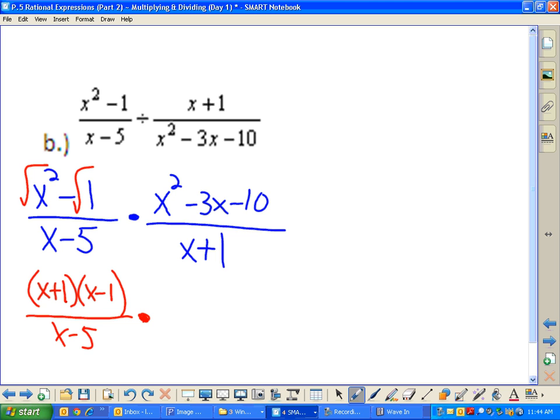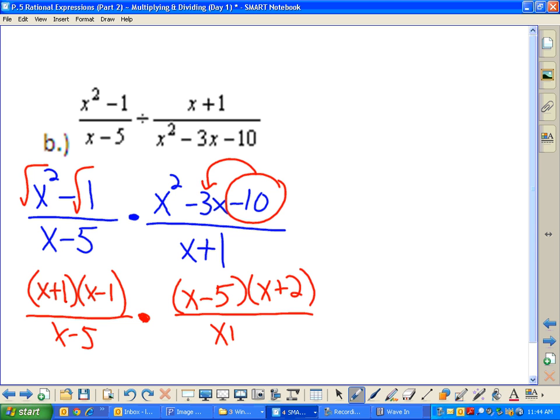X squared minus 3x minus 10. So I'm thinking of factors, or things that multiply to give me negative 10 that could add to negative 3. X minus 5 and x plus 2 would FOIL to give me x squared minus 3x minus 10. And then on the bottom, x plus 1 doesn't factor.